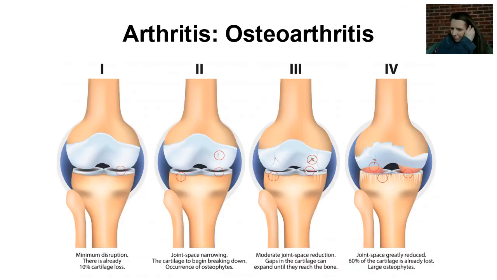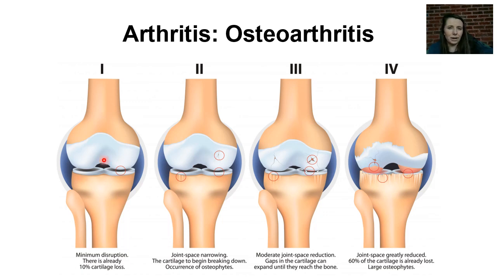So there are four, I guess, subcategories of osteoarthritis, and this is kind of the progression that osteoarthritis would take. In stage 1 osteoarthritis, there's really minimal disruption, but there is some cartilage loss occurring here, and this is showing the knee joint.